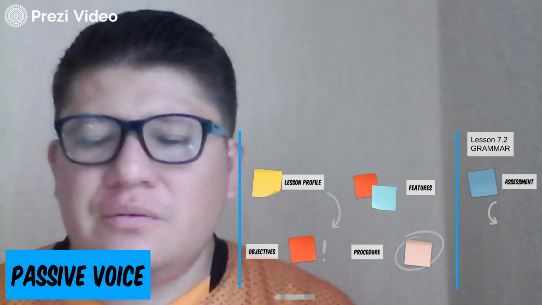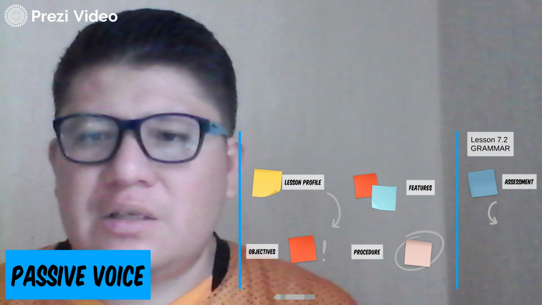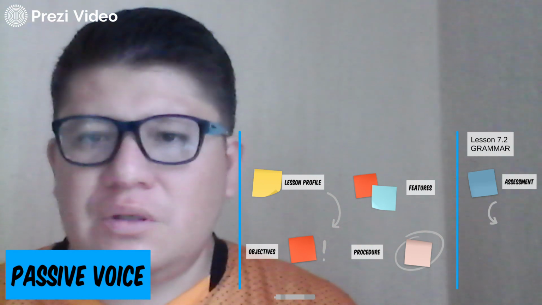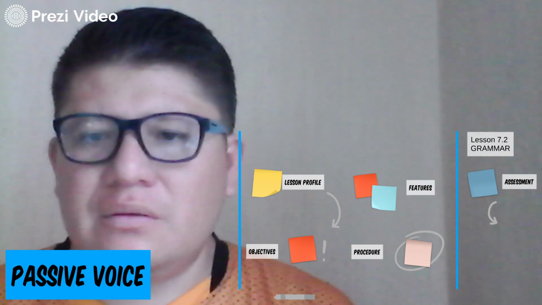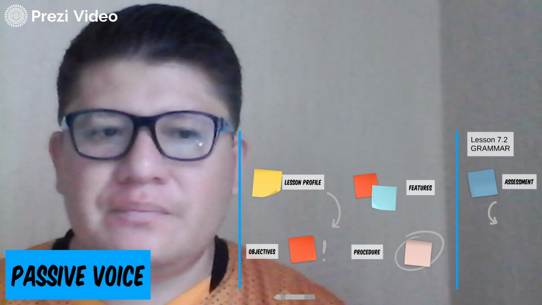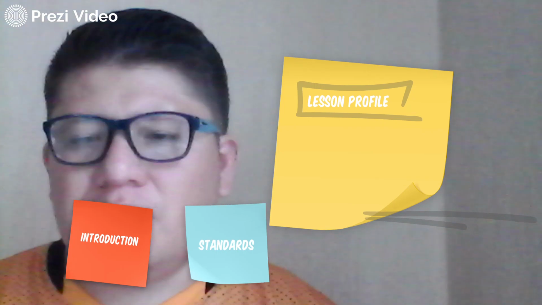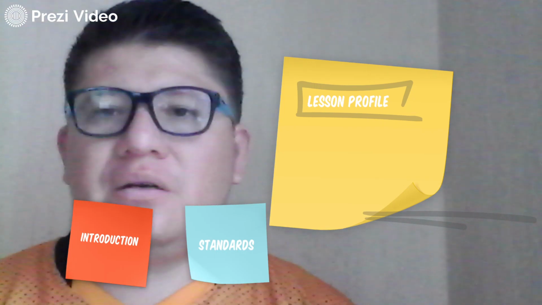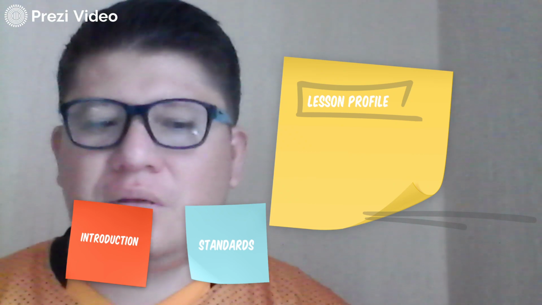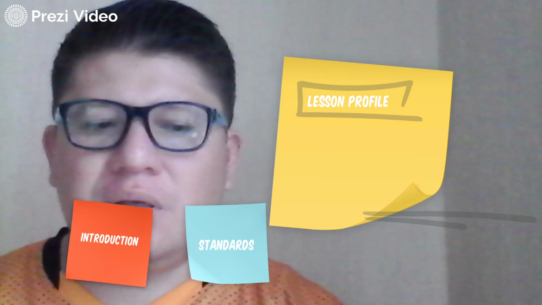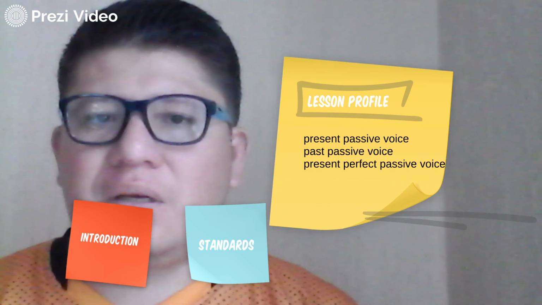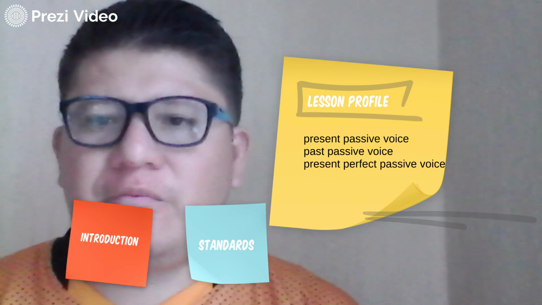This is a new video in which I am going to explain the passive voice. I am going to teach you more information about the passive voice. We are going to start with the lesson profile. In the lesson profile, we are going to learn about three different forms of the passive voice: the present passive voice, the past passive voice, and the present perfect passive voice.